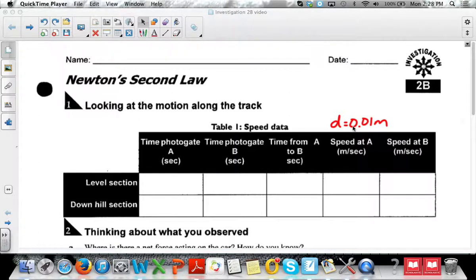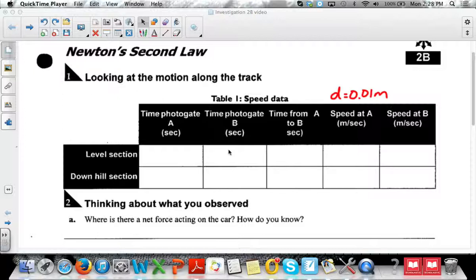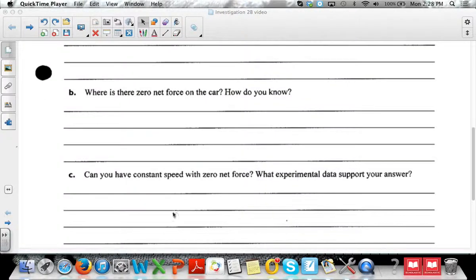Remember, speed is distance over time, and the time for speed at A will be the time from photo gate A, and for B it'll be the time from photo gate B. Then section 2 here, all these questions about what you observed, I want to see what you guys think. They're conceptual questions, and I'm curious how that goes.